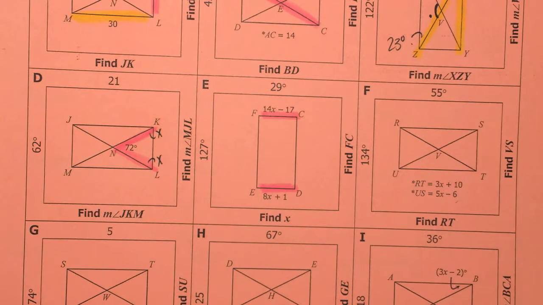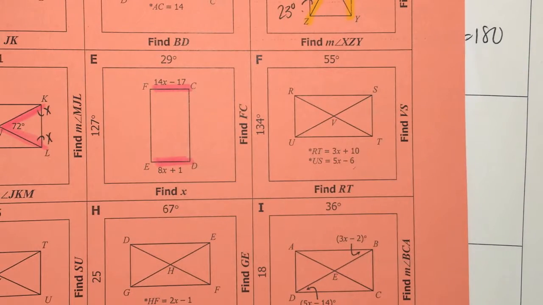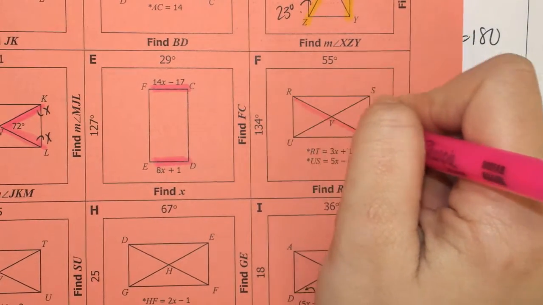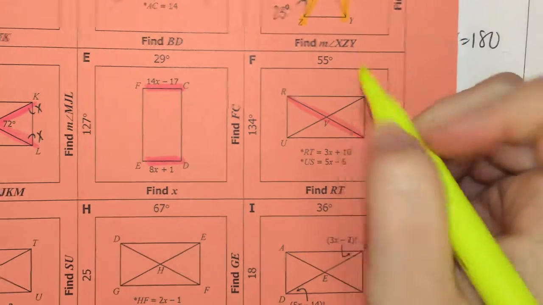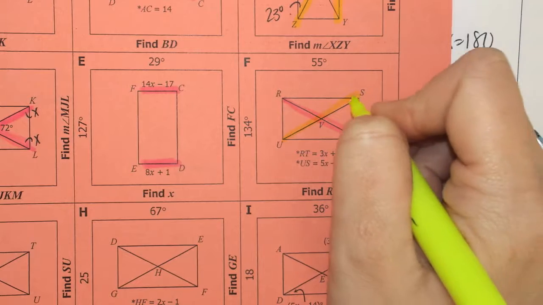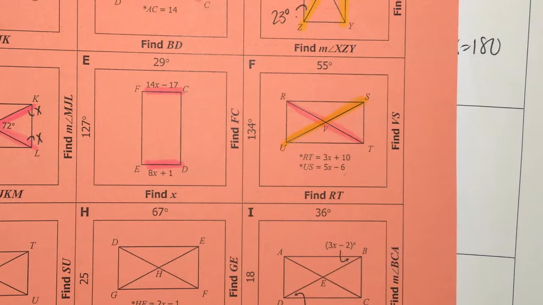Not at this very moment. Just know that's what you're going to do. Let's look at problem F. It gives us RT, and what else does it give us? US. Now, did anybody go through and do this same process last night where you highlight what they give you?